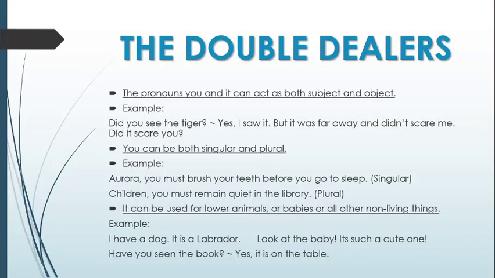It can be used for lower animals or babies or all other non-living things. For example, I have a dog. It is a Labrador. Look at the baby. It's such a cute one. Have you seen the book? Yes, it is on the table. However, always remember, if we know the gender of the animals, we can use he or she with it.